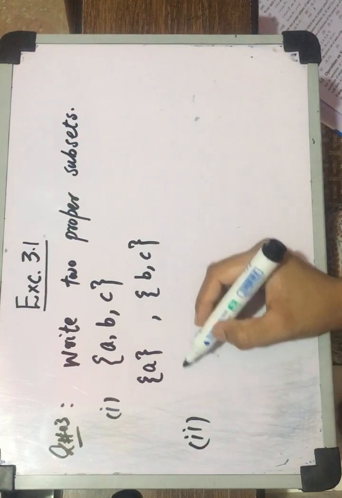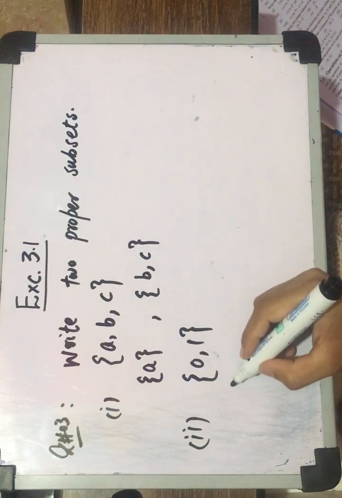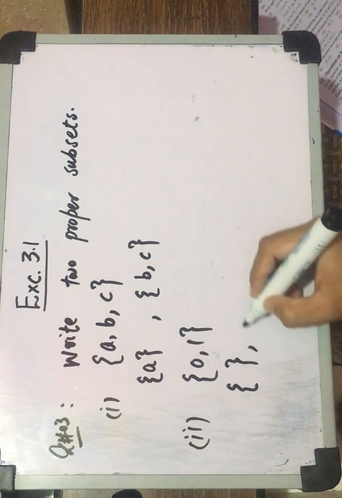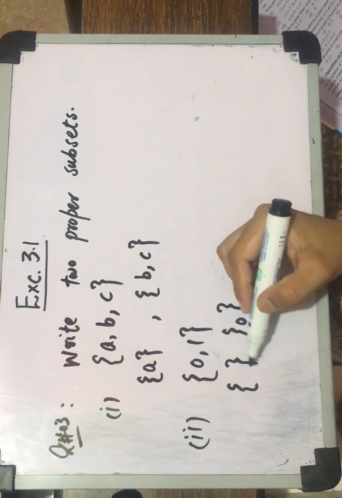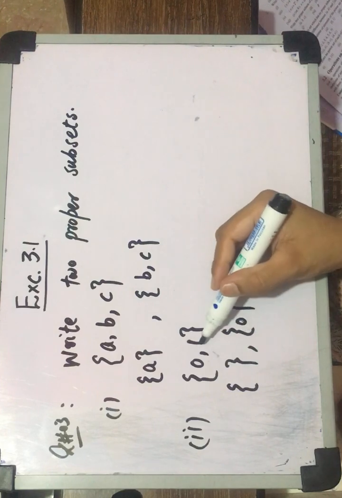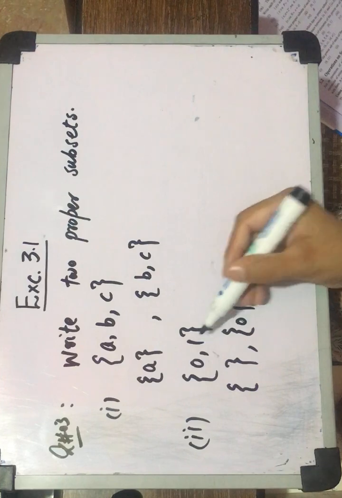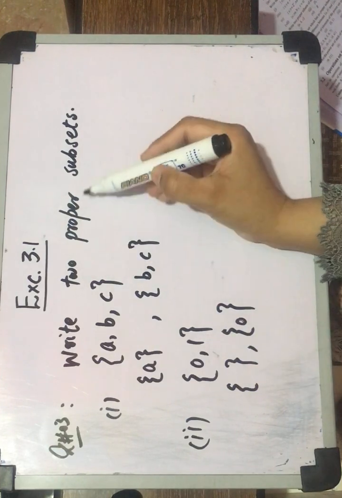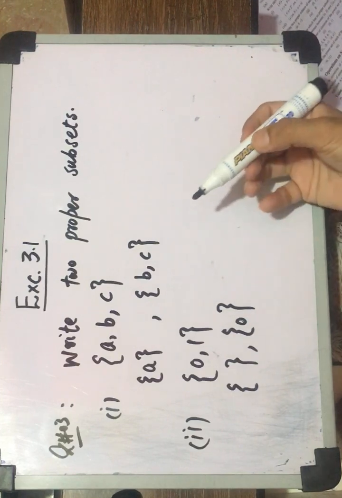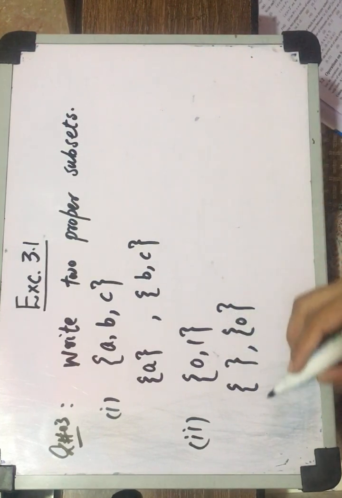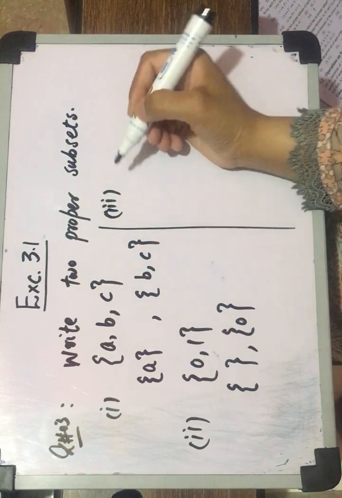In number 2 we have {0, 1}. Let's suppose I'm going to write an empty set and then {0}. Remember that every set has an empty set, so the empty set is a proper subset of this set, and {0} is also a proper subset of this set. We have to write only two proper subsets, so I'm going to write only two. You can write 3 and more. Okay, number 3.